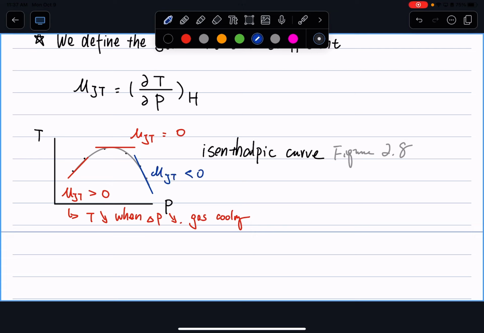If your Joule-Thomson coefficient is larger than 0, it means your temperature will change in the same direction as your pressure change. So for a positive Joule-Thomson coefficient, P2 is smaller than P1, so your T2 is also smaller than T1. Alternatively, if the Joule-Thomson coefficient is a negative number, then your pressure and temperature change in different directions, right? So when pressure P2 is smaller than P1, the temperature will increase.